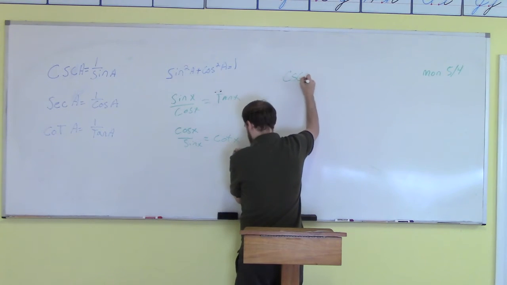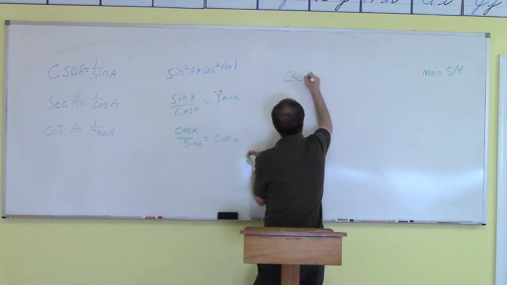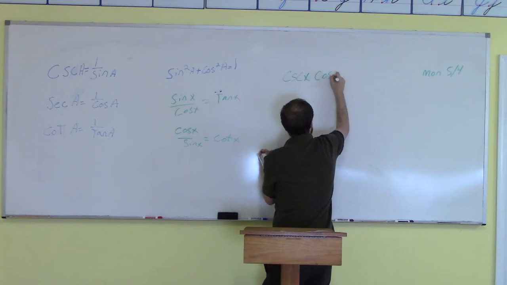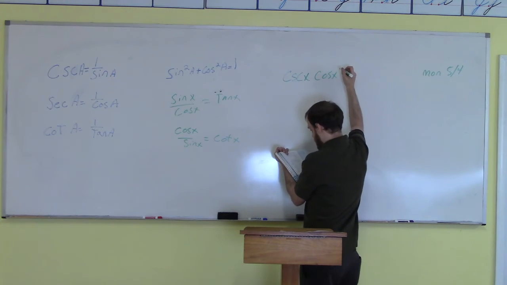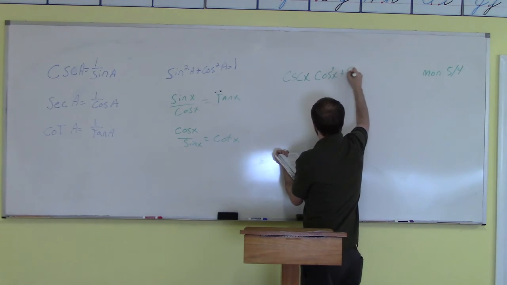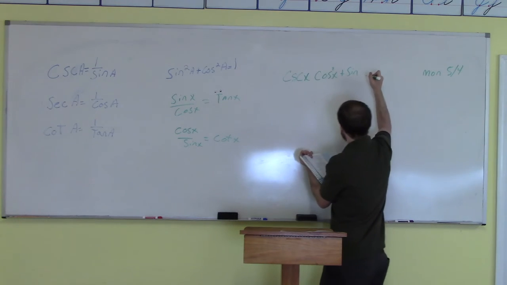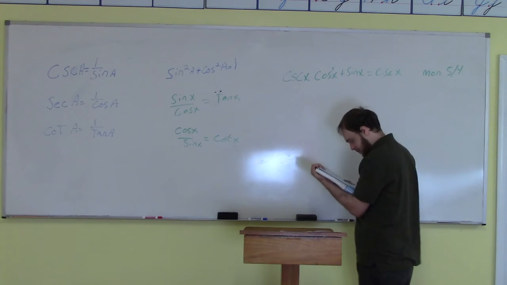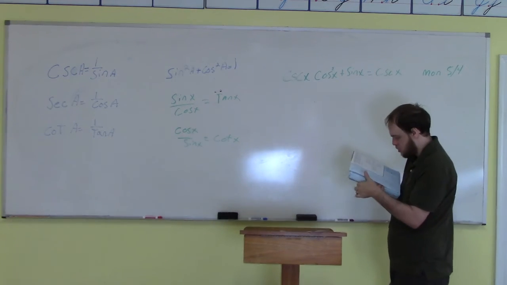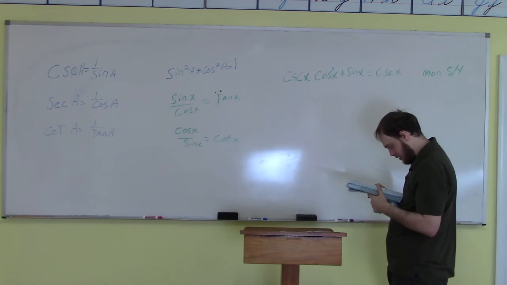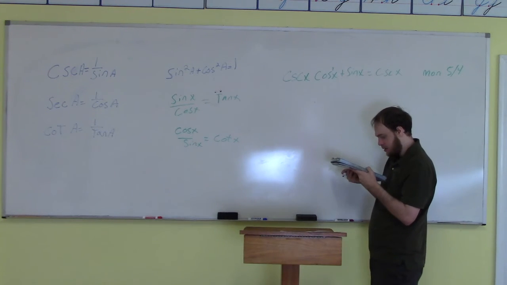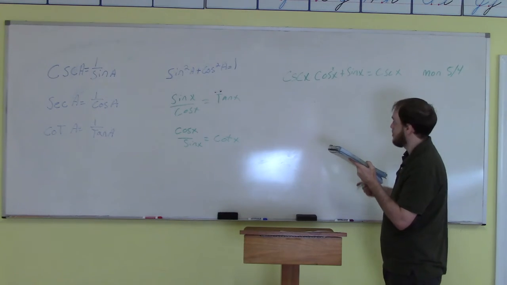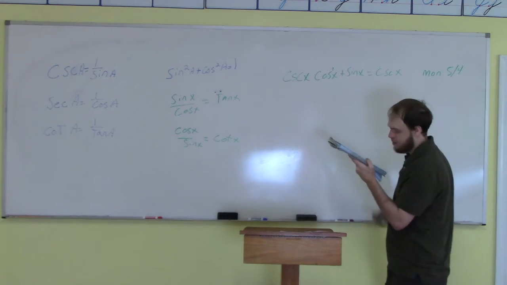So 6 was cosecant x times cosine of x, cosine squared of x, plus sine x equals cosecant x. Okay, so basically I want to plug in... so what I'm going to have to do is I'm just going to work this left side to see if I can get down to the right side.